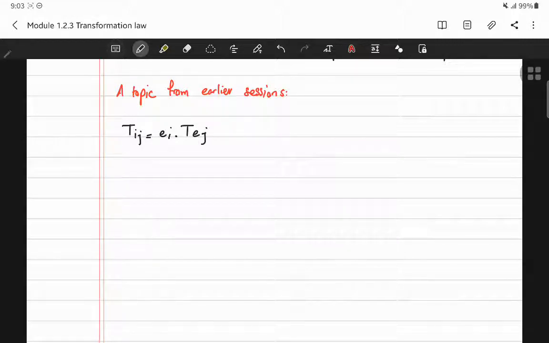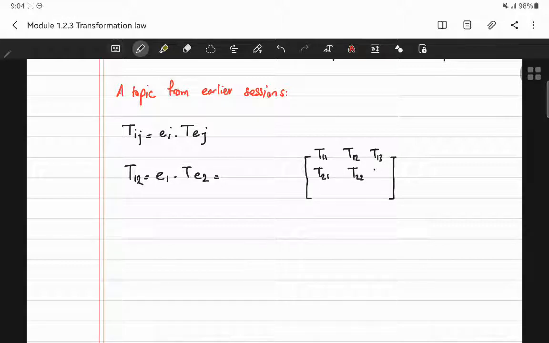You might have some difficulty in understanding why we use this kind of notation here. So suppose I have, for example, T12, so I have E1 dot T E2. Here I want to write this out. Then I have T as the matrix T11, T12, T13, T21, T22, T23, T31, T32, and T33. And this is E2, so it is 0, 1, 0. And here I have E1, 0, 1, 0.